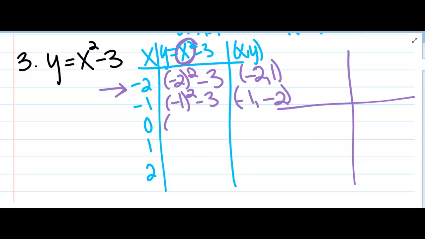Okay, 0 is lovely to work with. We would take 0 squared minus 3. 0 squared is 0. 0 minus 3 is -3. So we would get 0 comma -3.